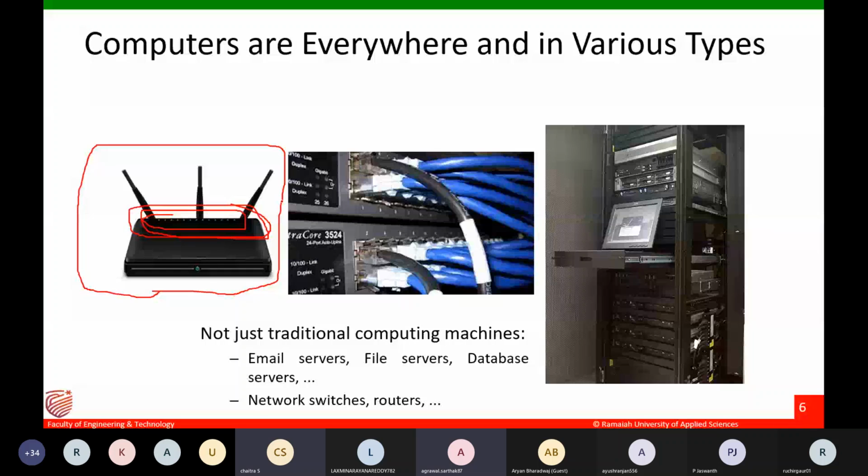A router. Will it act as a computer? Yes, ma'am. Do we have processing here? Ma'am, actually, it changes the signals from analog to digital, like a modem. So it does the processing. It has the input and gives us an output. So it can act as a computer. Okay, good. Any other answer?